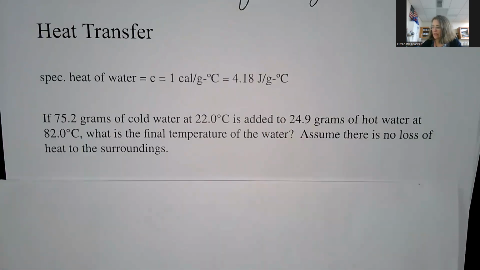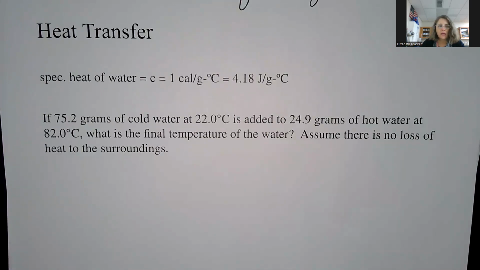So take a moment and copy it down. We're going to have 75.2 grams of cold water at 22 degrees Celsius added to 24.9 grams of hot water at 82 degrees Celsius. What is the final temperature of the water? Assume there is no loss of heat to the surroundings.